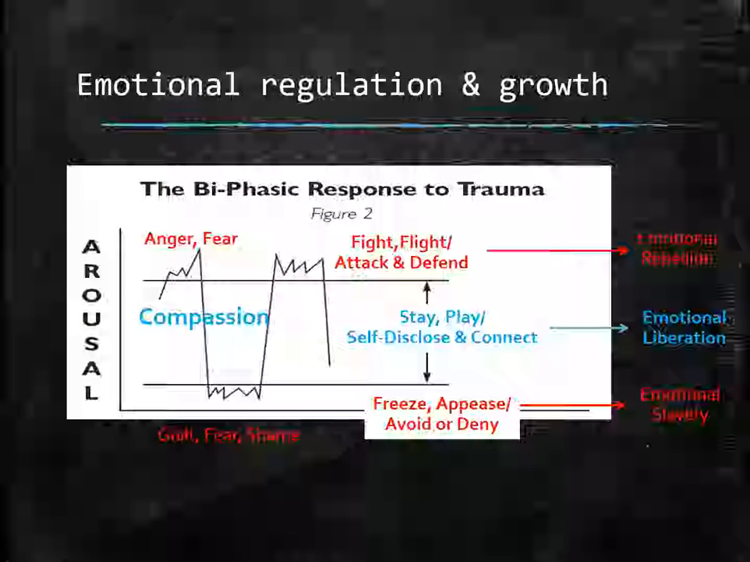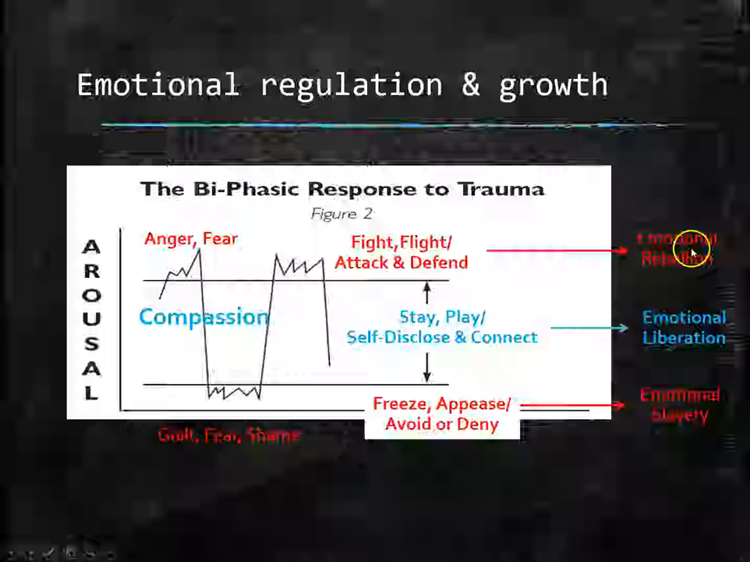In terms of how this then corresponds with what we were talking about in terms of emotional regulation and growth, so if we go back to the arousal chart that we had before, emotional liberation might be in that stay and play area that we were talking about, or what Rosenberg would talk about in terms of being able to self-disclose and connect with others. Right? We can be compassionate to them and take care of our own needs and be able to respond in ways so that they are able to meet their needs as well.